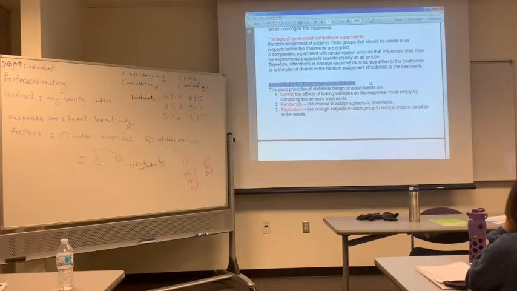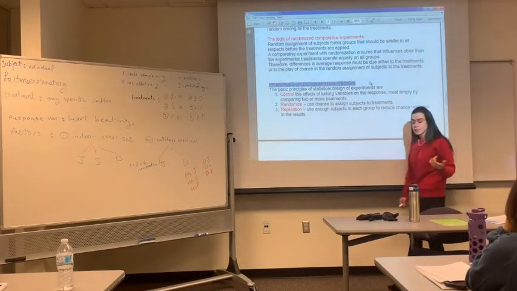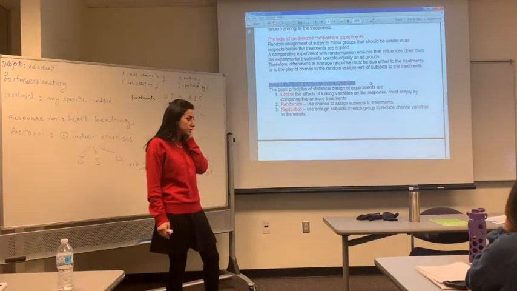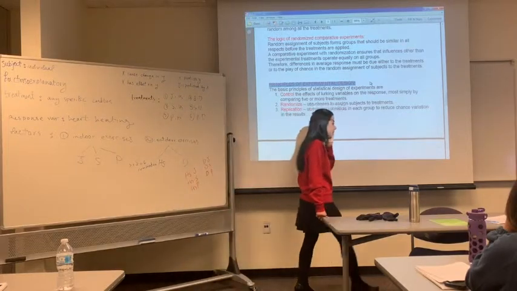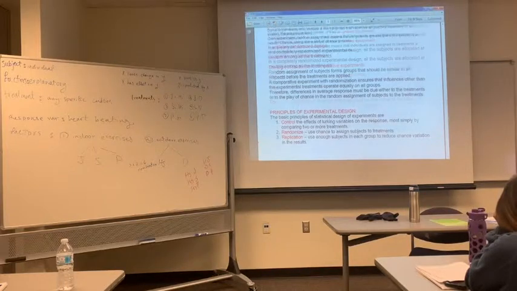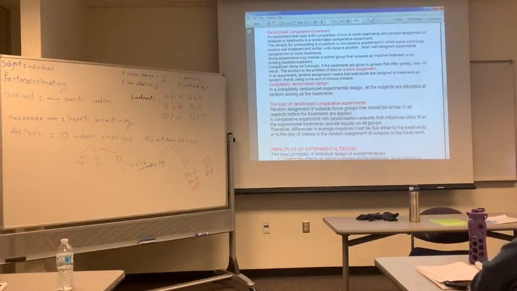And then replication, it says you should have enough subjects to assign to different treatments. With fewer subjects, maybe you cannot get a good result, and maybe there were some errors happening, so we should always have enough subjects, and we call that replication. It means repeating this kind of experiment over and over with different subjects, assigning different subjects to different treatments. So these are the principles of experimental design.